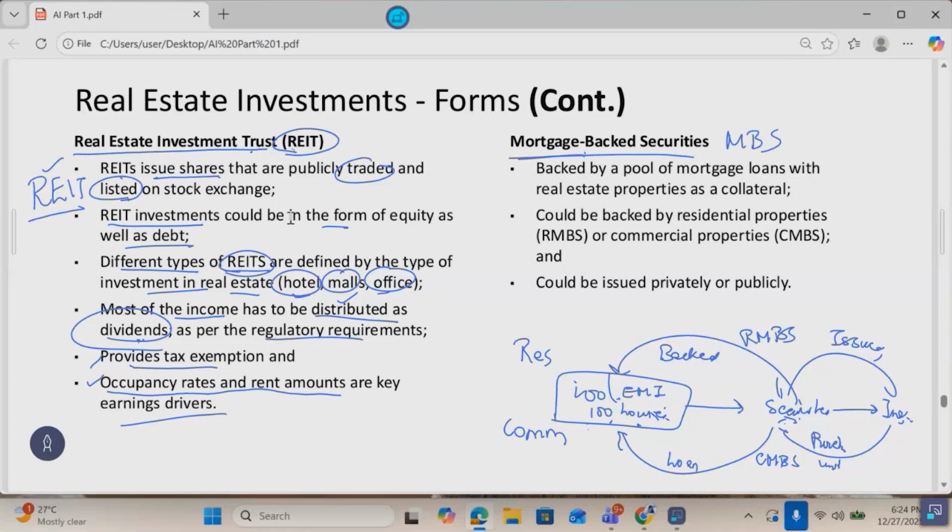Any questions? Now these RMBS and CMBS could be issued either privately or publicly. So this is that investment where you can get a stake in a part of residential or commercial real estate by simply buying one unit of security issued to the public. And the returns you'll get will be the EMI that is being paid by the borrowers.